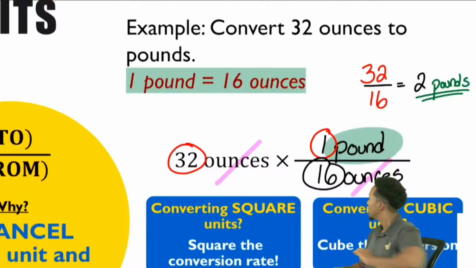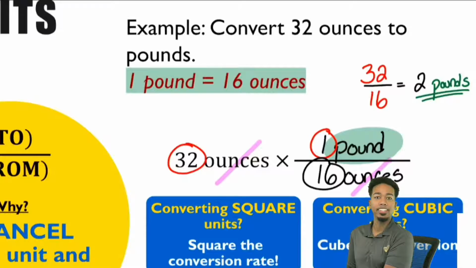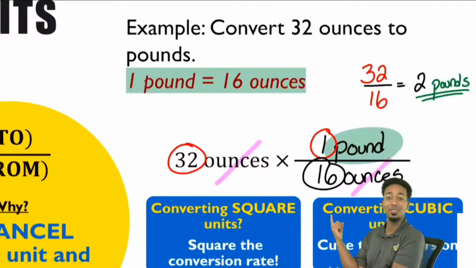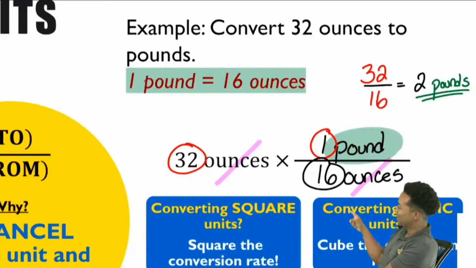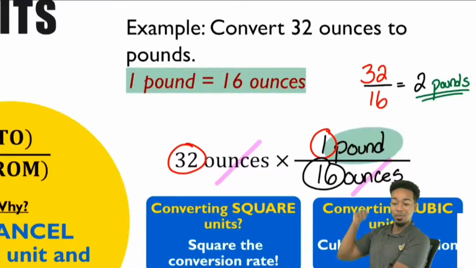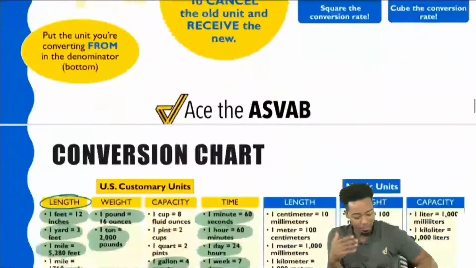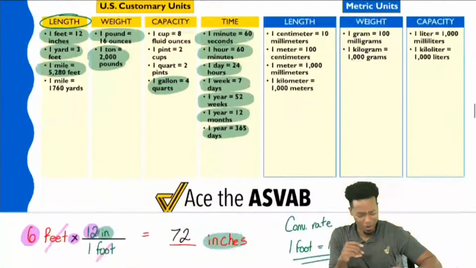Is that what happened? Yeah, that's exactly what happened. We ended up dividing because we had 32, the 16 on bottom, and boom, we ended up getting 2 pounds. Okay, let's go ahead and see if it still matches up, guys. Let's make sure we're not crazy here, right?